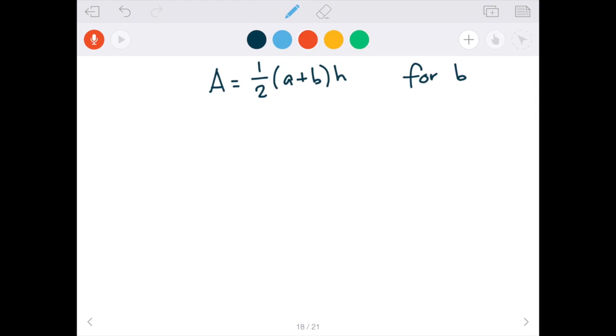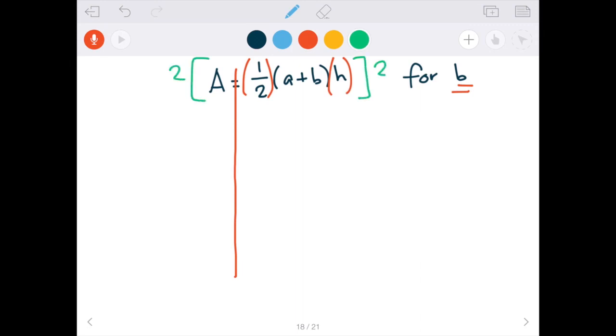Looking at our next one, we're going to solve this one for b. So you see that we have b is trapped inside the parentheses here, but a plus b in parentheses is being multiplied on one side by 1/2, and it's being multiplied on the other side by h. So what we can do is we have a couple different options. What I'd really like to do is get rid of this fraction. So I'm going to multiply everything by 2. Now, 2 times a on the left is 2a.